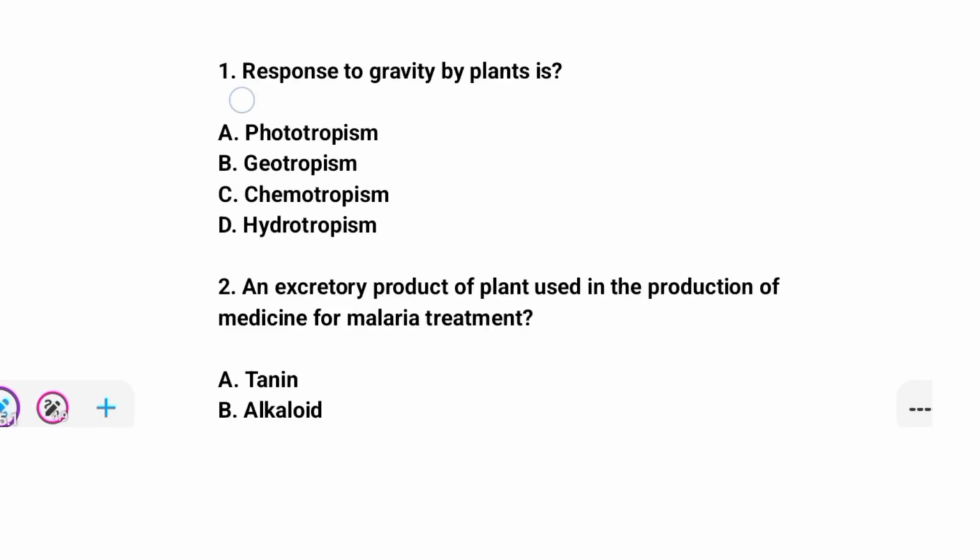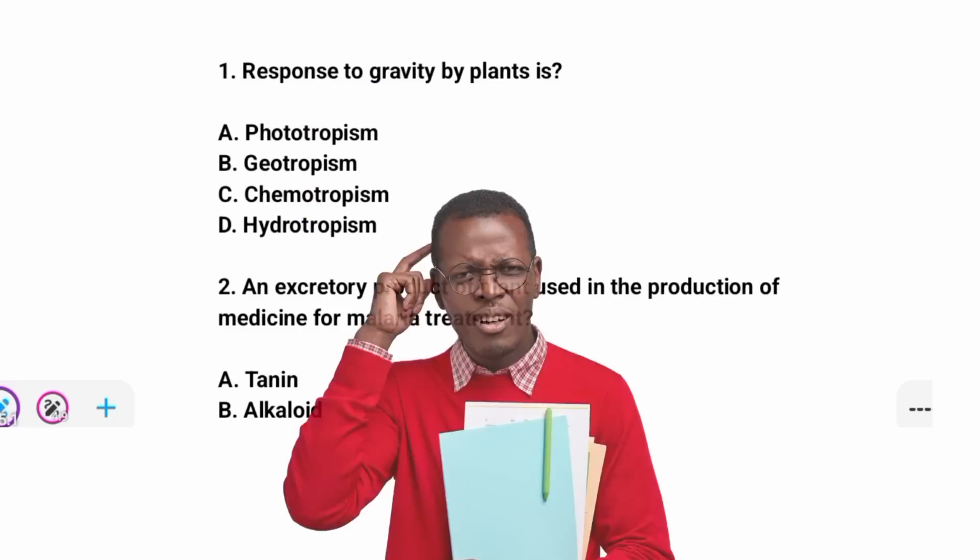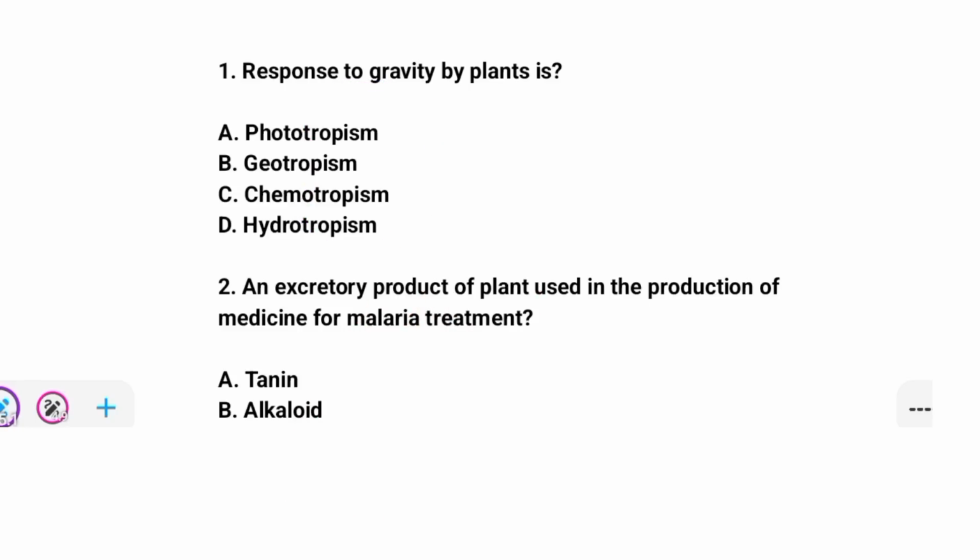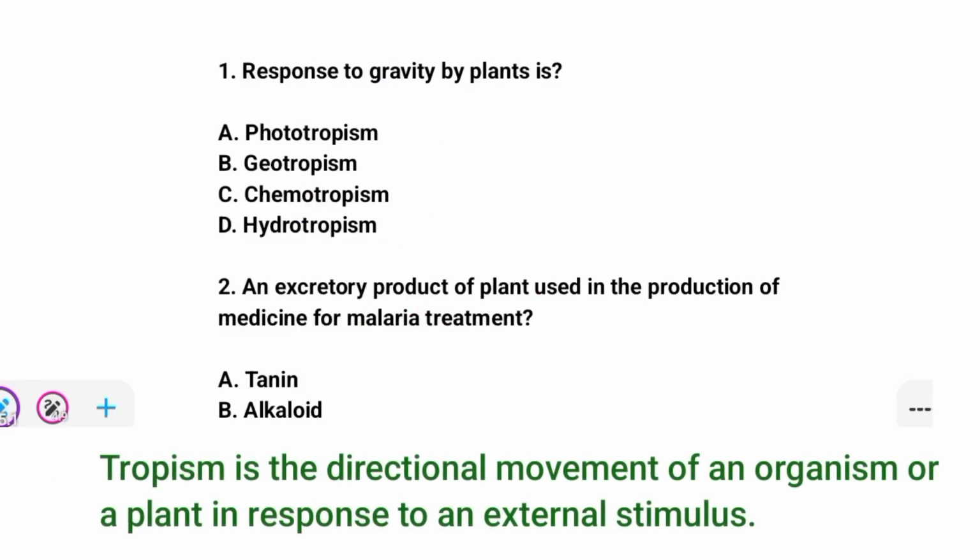Let's go. The first one is, response to gravity by plants is, and they give all these options here. The first thing you need to know is the word tropism. You can see all the options have tropism. So what is tropism? Tropism can be defined as the directional movement of an organism or a plant in response to an external stimulus. Okay, very important.